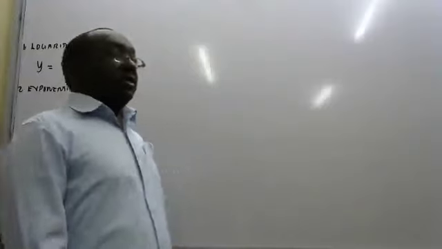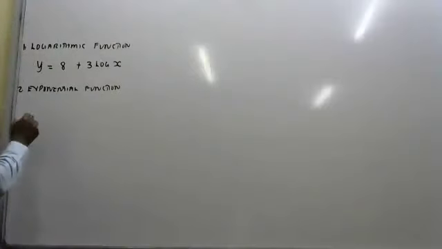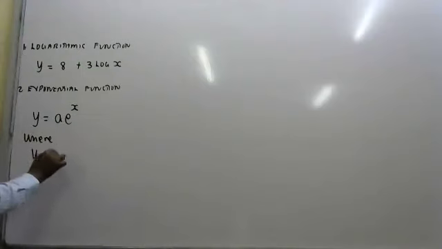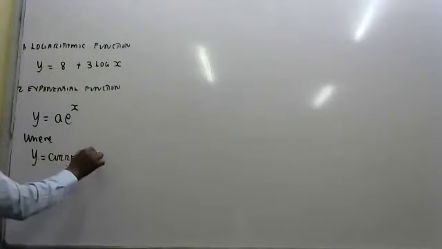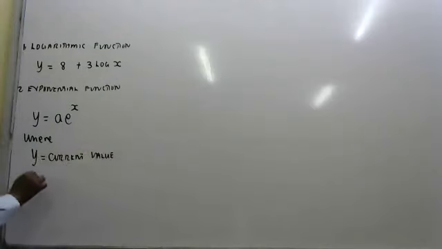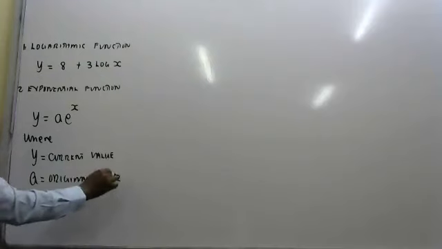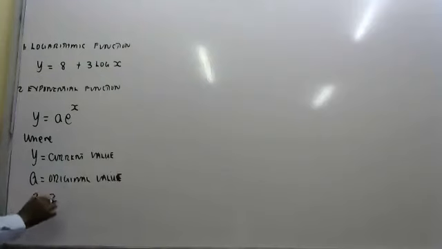The general format is y is equal to A e raised to power x, where y is the current value, A is the original value, e, we remember, is 2.7182, and x is the time period.